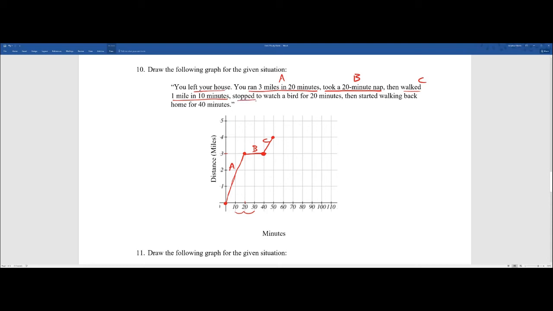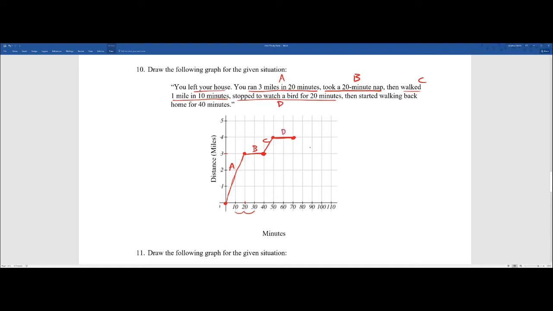And then we stopped to watch a bird for 20 minutes. Don't ask me, man. I'm not judging. You do whatever you want to do when you run. Watching a bird, nothing wrong with that. So 50 plus 20 is 70. Notice how we're not going anywhere because again, we stopped.